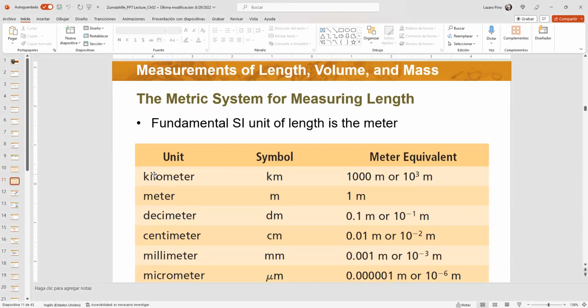For example, 1 kilometer has 1,000 meters. 1 meter, and 1 decimeter is 10 to -1 meter. 1 centimeter is 10 to -2 meters. 1 millimeter is 10 to -3 meters, and 1 micrometer is 10 to the -6.